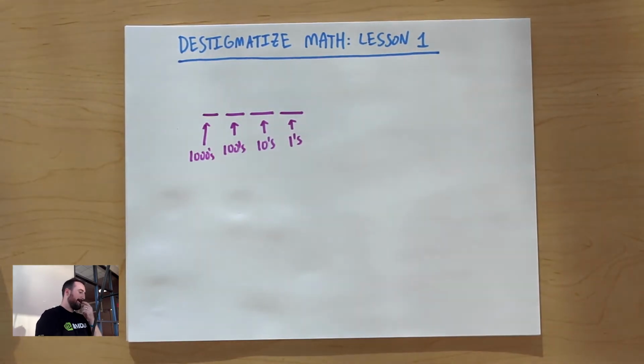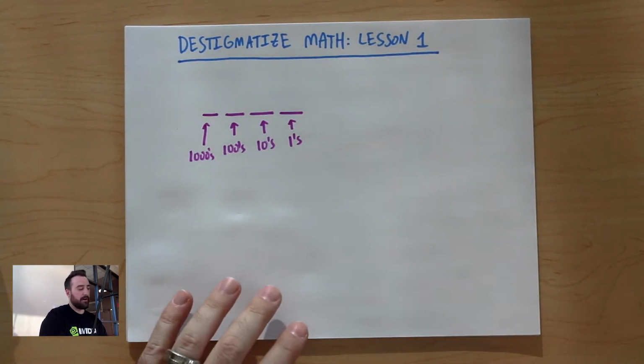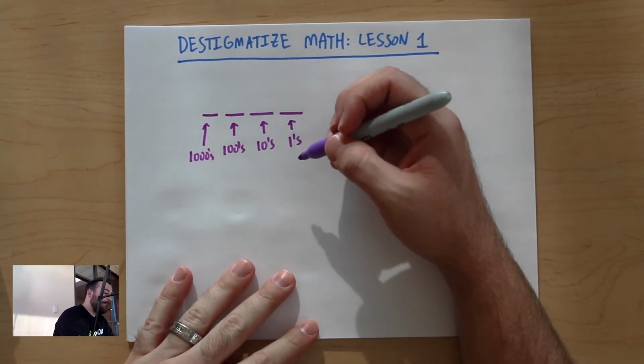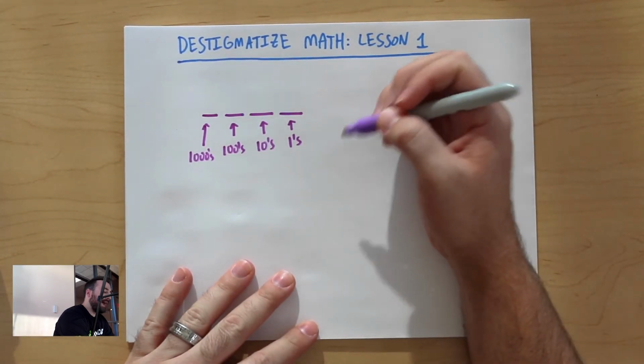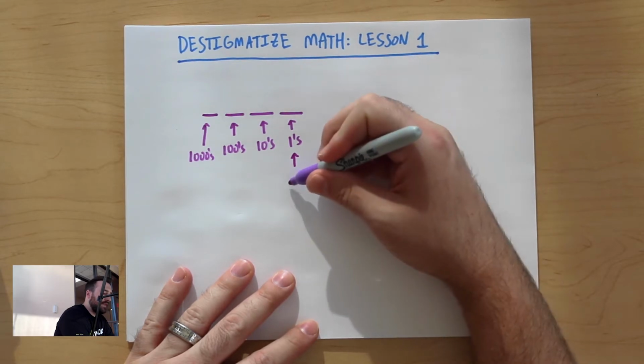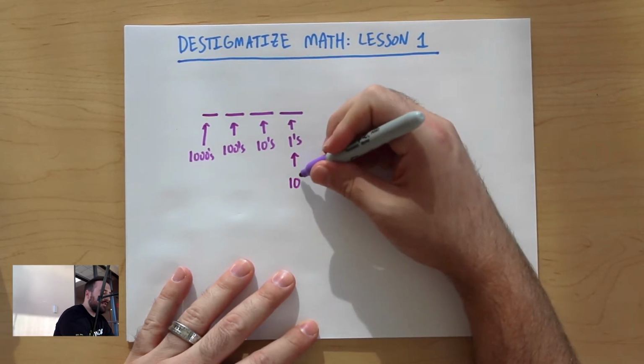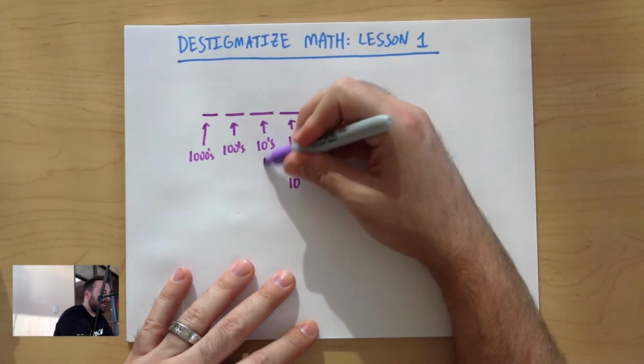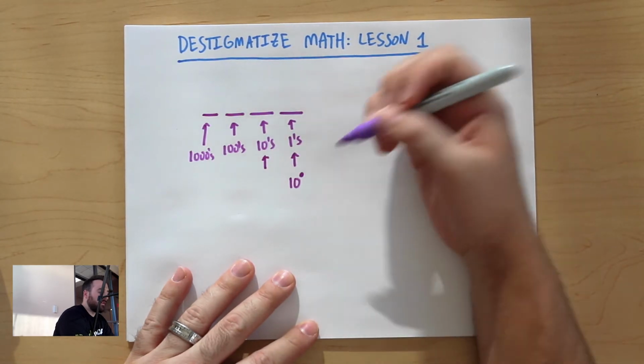Well, what we're really looking at, because this is a base 10 number, is a base number raised to a power. And this first place is the base number, so like I said, 10, raised to the 0 power. And that number is just 1.